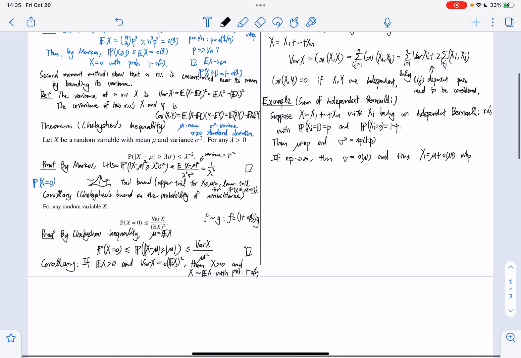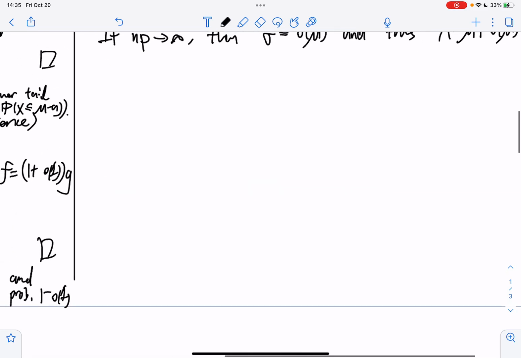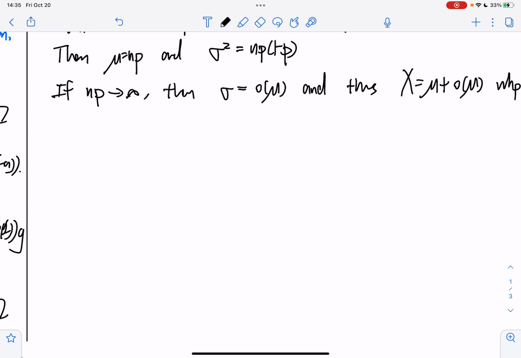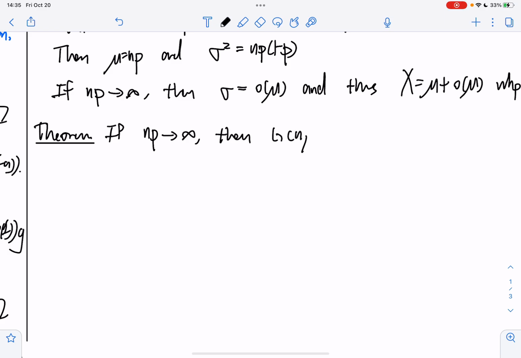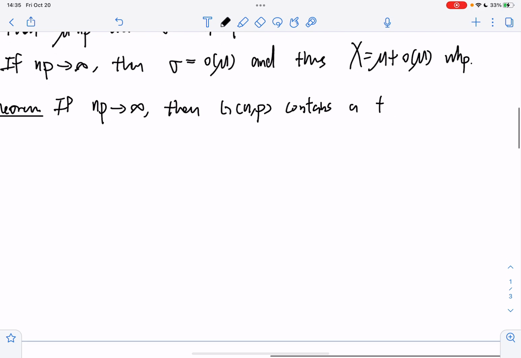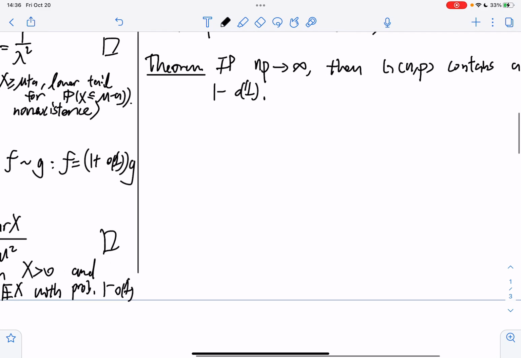Now let's return to the problem of determining when the random graph G(n,p) contains a triangle with high probability. We'll have this theorem: if np tends to infinity, then the random graph G(n,p) contains a triangle with probability 1 minus little o(1). Okay, let's prove it.